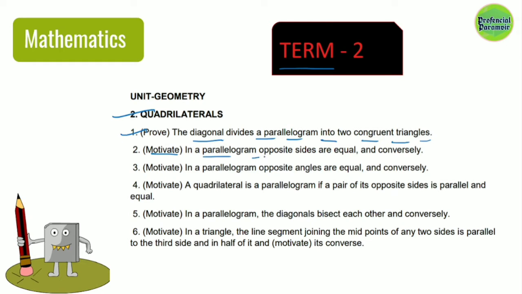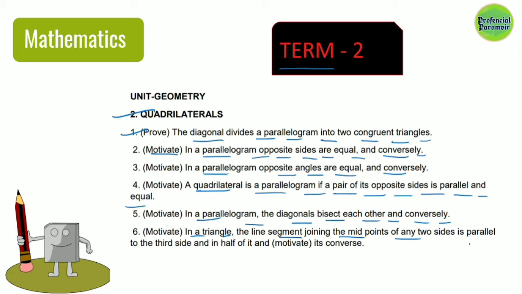In a parallelogram, opposite sides are equal, and conversely; in a parallelogram, opposite angles are equal, and conversely; a quadrilateral is a parallelogram if a pair of its opposite sides is parallel and equal. In a parallelogram, the diagonals bisect each other, and conversely. In a triangle, the line segment joining the midpoints of any two sides is parallel to the third side and half of it, and its converse. So these are the six topics which are coming from the chapter quadrilaterals from the unit geometry.